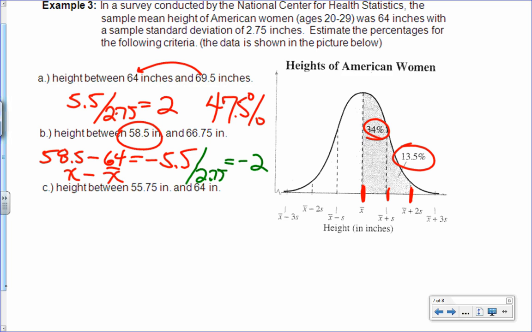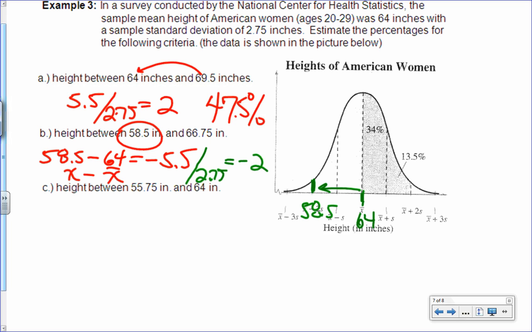All right, so let's get a graph going for this thing. So on here, we know the mean's here, which is what, 64? And we know we went 2 this way, for sure, right? Because that's where 58.5 resides, right? In this case. With me on that? Where does 66.75 reside then? How far over is that, is our question.